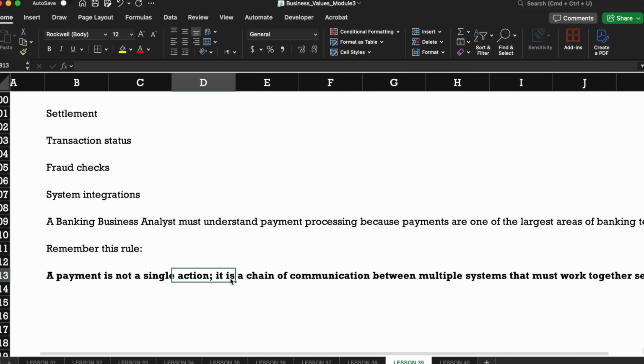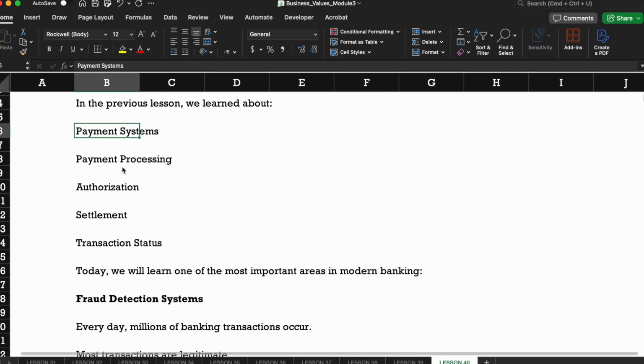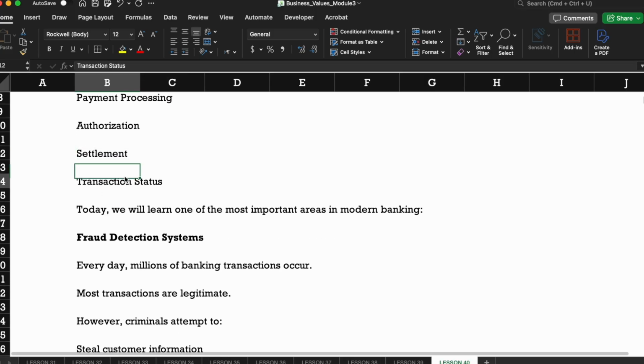So that's the end of lesson number 39. We learned about payment systems, payment processing, authorization, settlement, and transaction status.